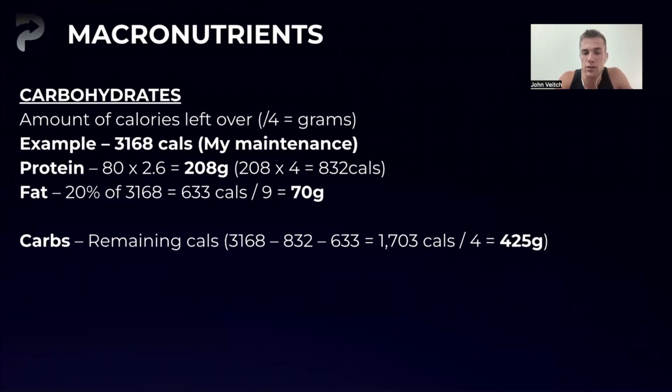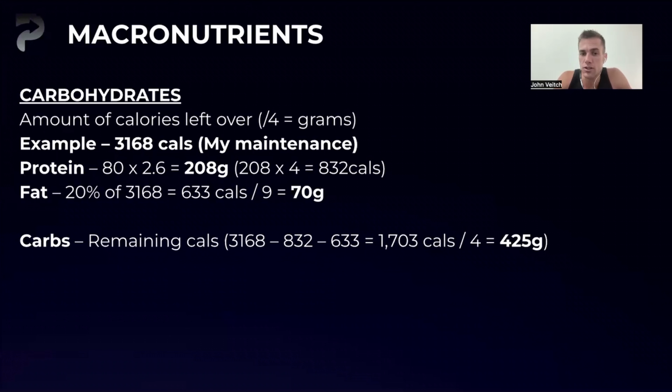be the remainder. So the equation at the bottom: 3,168 minus the calories from protein, minus the calories from fat, which will give you 1,703 calories. You're then going to divide that by 4, which will give me 425 grams of carbs. Now, this is a perfect intake for me. I train a lot, I'm active, I like a lot of carbs, especially around my training session.